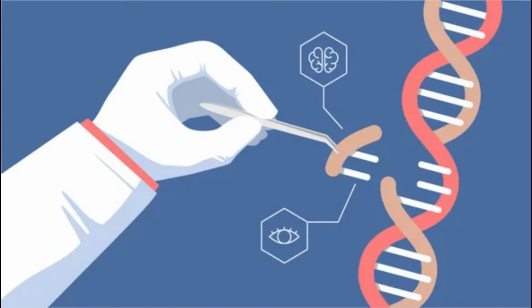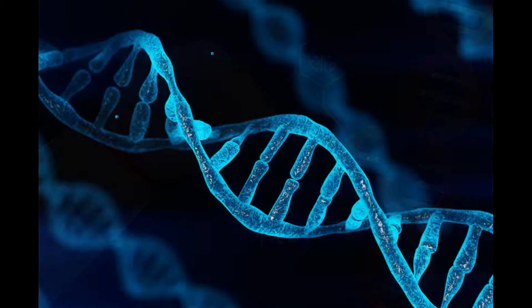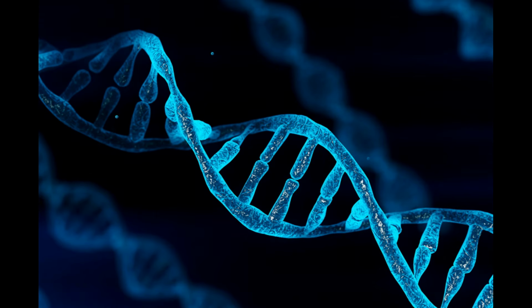Gene editing is a revolutionary technology that enables scientists to modify the DNA of living organisms, including plants, animals, and humans. It involves making precise changes to an organism's genetic material, allowing researchers to add, remove, or modify specific DNA sequences. Gene editing has profound implications for various fields, including medicine, agriculture, and biotechnology.